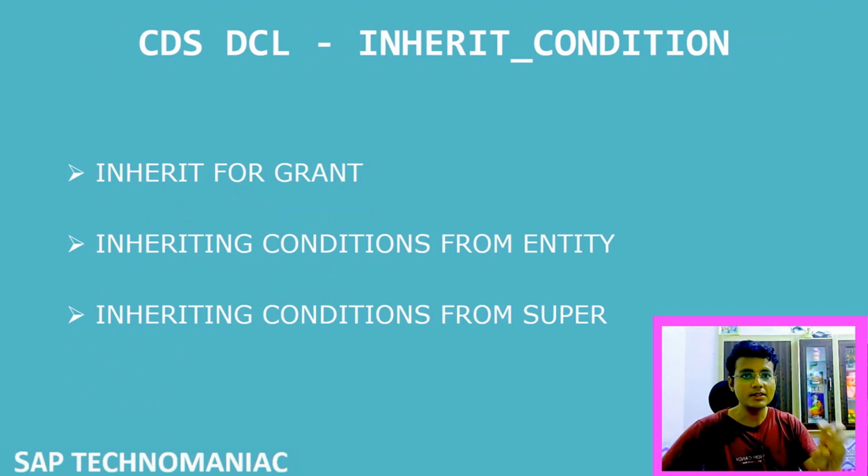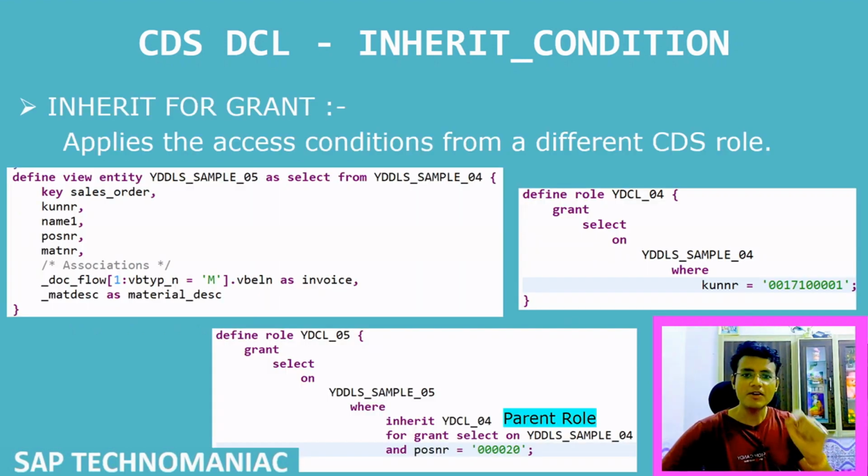Inherit conditions are divided into three parts. First is inherit for grant. Second is inherit conditions from entity. Third is inherit condition from super. We will discuss all three one by one. First is inherit from grant.